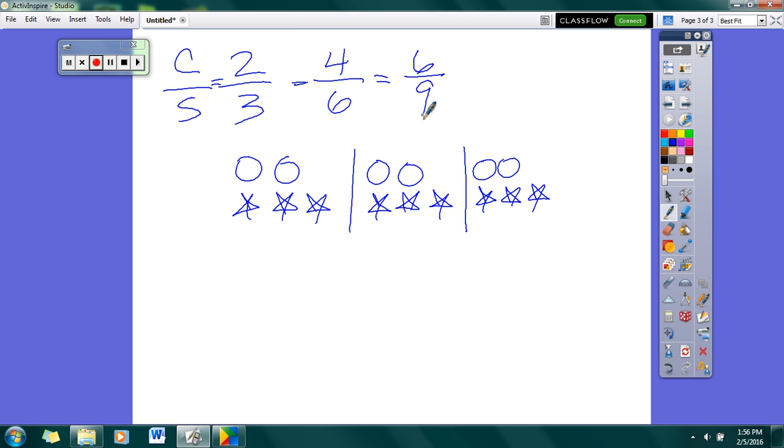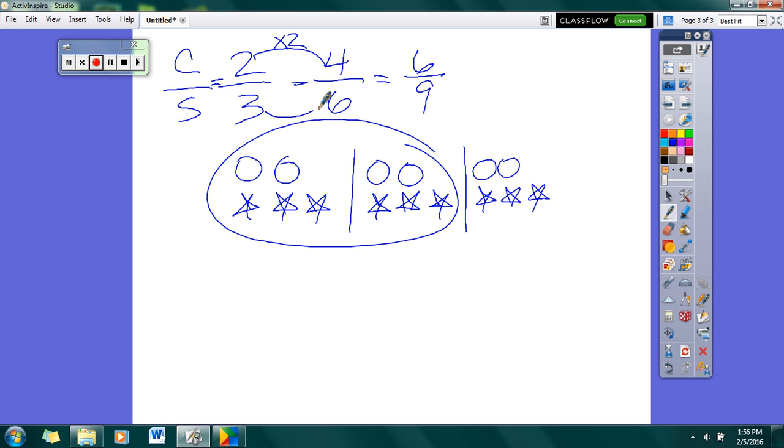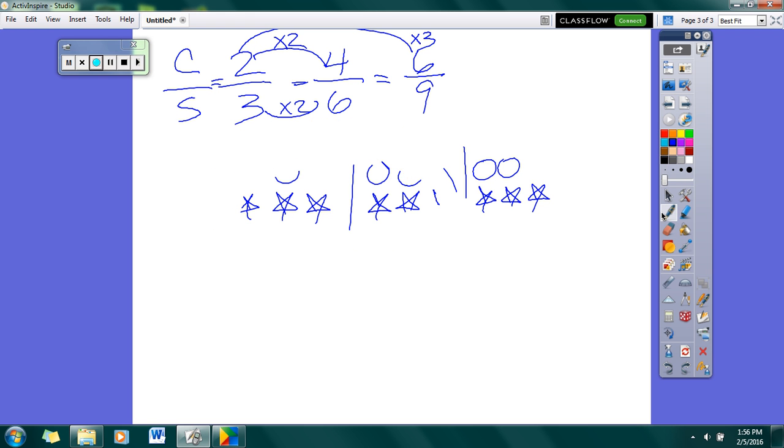Again, if I go from 2 to 4, I multiply by 2 because now I have 2 groups. And 3 to 6, I also multiply by 2. And if I go from 2 to 6, I multiply by 3 because I have 3 groups. Now I have 3 groups, so I multiply both my numerator and my denominator by 3. So the ratio of 2 to 3 is equal to the ratio of 4 to 6 is equal to the ratio of 6 to 9.